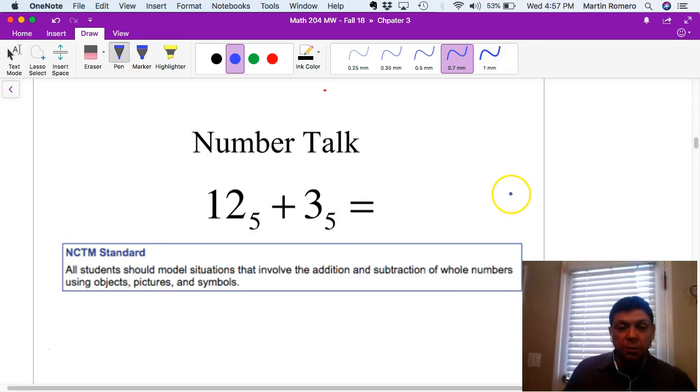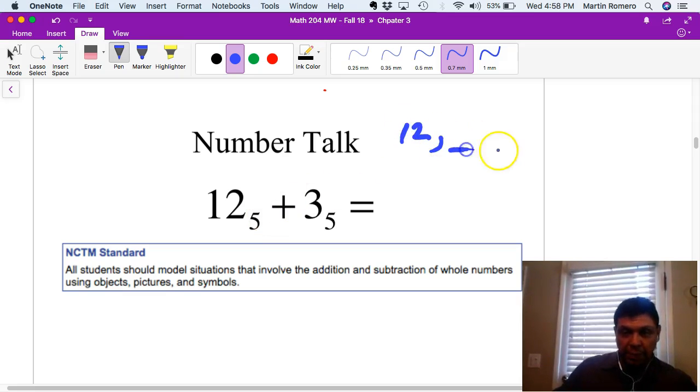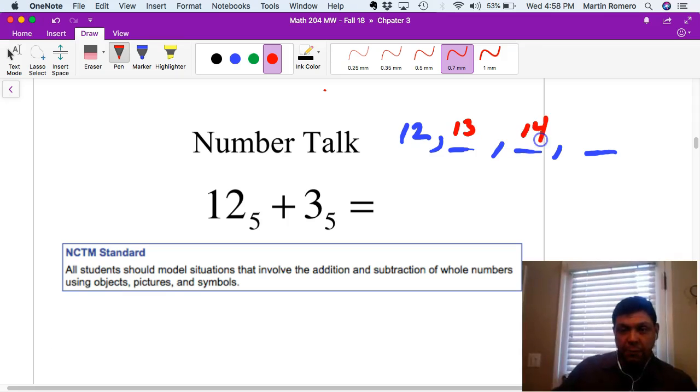A number talk: 12 plus 3, if this is in base 5. So how would you do that? For sure, you could just count up. So 12 plus 3, I just keep counting up by 3. So that would be one way to do that. So 12 becomes 13, becomes 14, and then you would think it's a 15, but it isn't, which means the next one is 20. So 12 plus 3 equals 20, and so that's what you would have there.